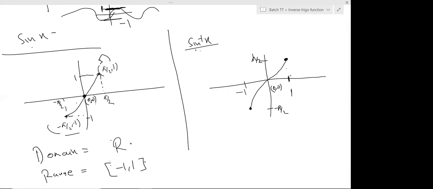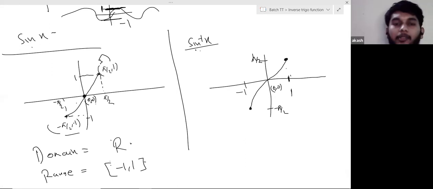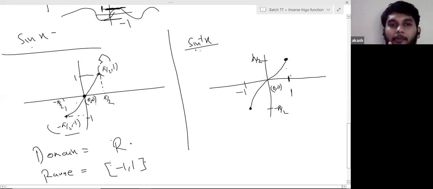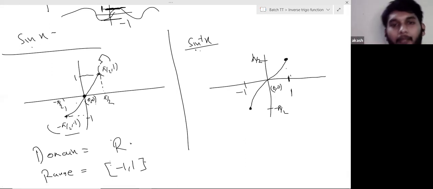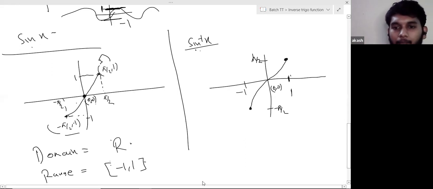So this will move in a vertical way then. Vertical way, right? Because inverse functions are always symmetrical about the origin. It's like if you keep a mirror, you get the mirror image. Right? All right. Got it.